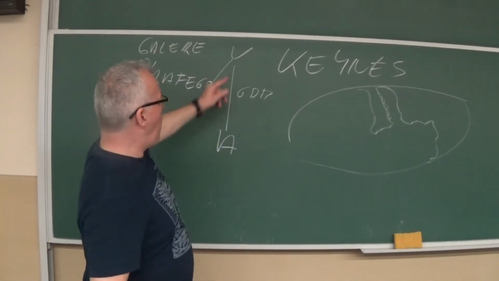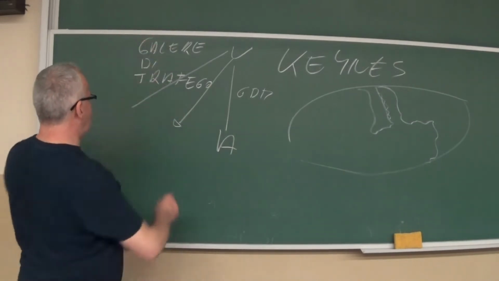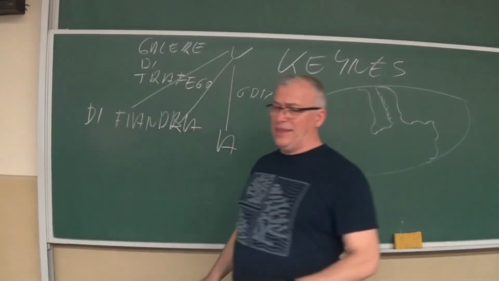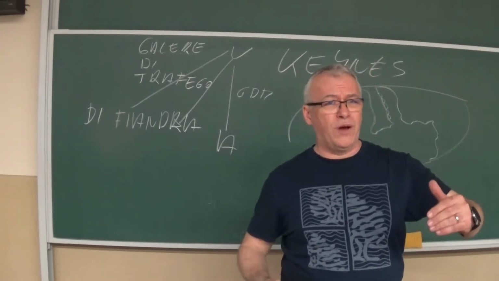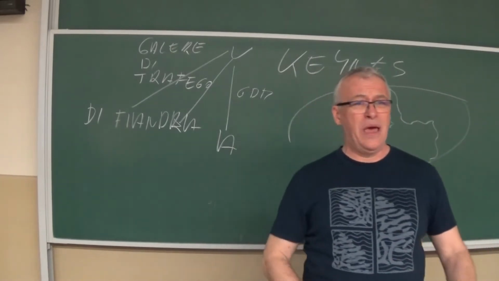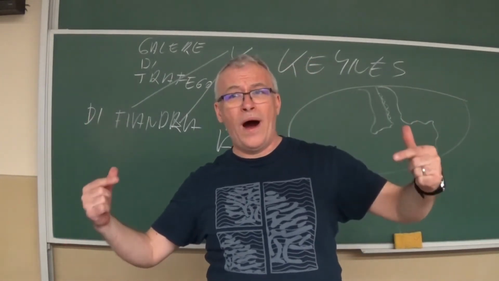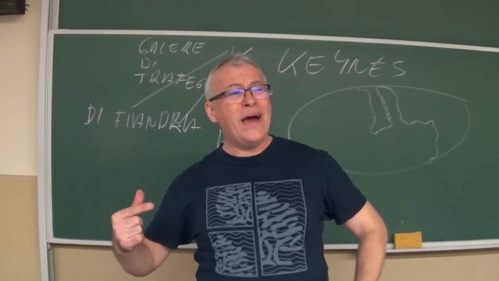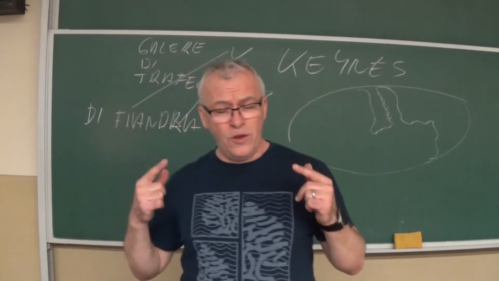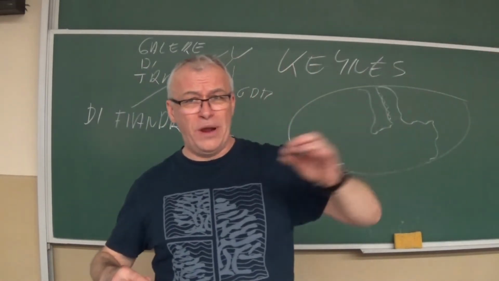And the third line of Galia da Mercato was Galia di Fiandra. Galia di Fiandra, it's Flanders, the southern part of the Low Countries, the southern part of present-day Belgium. Why so important? Because Galia di Fiandra connected the Mediterranean and the northern trade via maritime trade. Why such a great innovation? Because before the Galia di Fiandra, there was only a continental connection between Italy and the northern Atlantic coastal area of Europe.